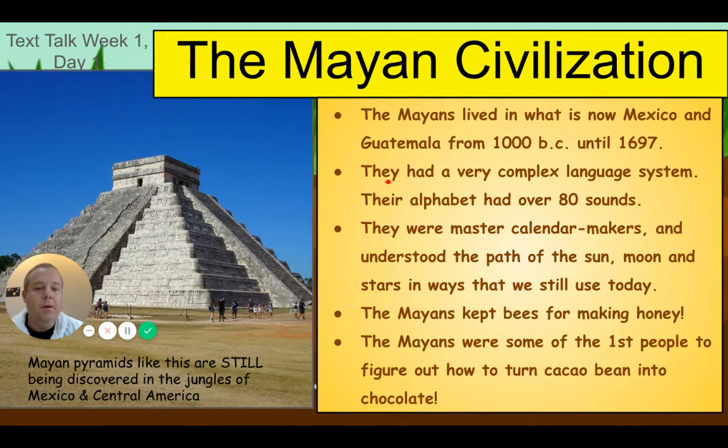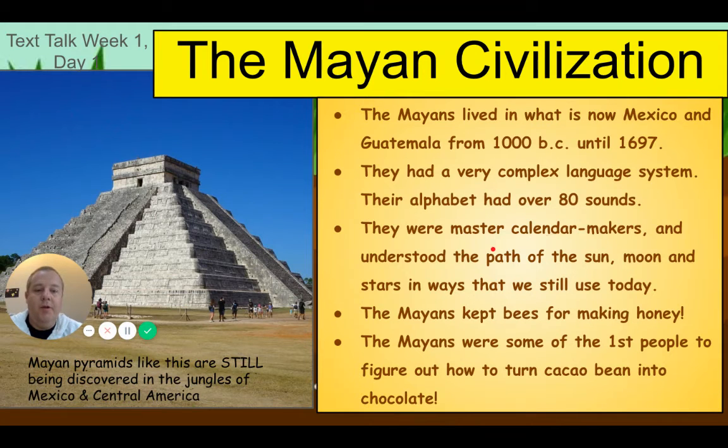Read this. They had a very complex language system. Their alphabet had over 80 sounds. They were master calendar makers. It was a written alphabet as well. They had all kinds of writing, completely different than the characters, the letters that are common in our languages, in Spanish or English or French or whatever. They use the same letters. They had a different letter system. Does that make sense? Like Chinese or Japanese or Sanskrit.